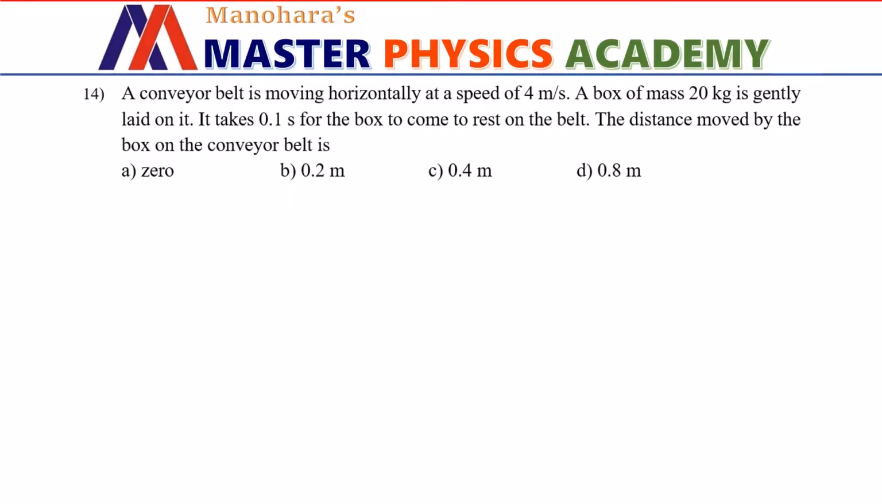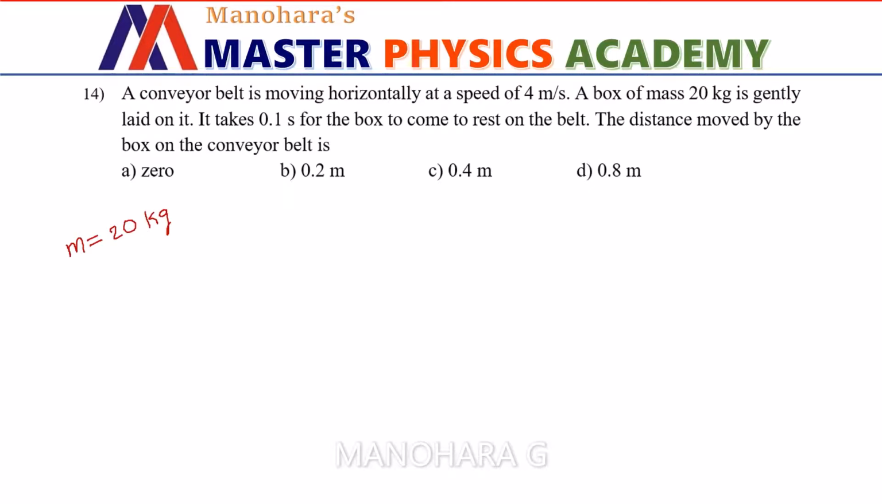A conveyor belt is moving horizontally at a speed of 4 meters per second. A box of mass 20 kg is gently laid on it. It takes 0.1 seconds for the box to come to rest on the belt. The distance moved by the box on the conveyor belt is. Here it is given that mass of the box is equal to 20 kg.